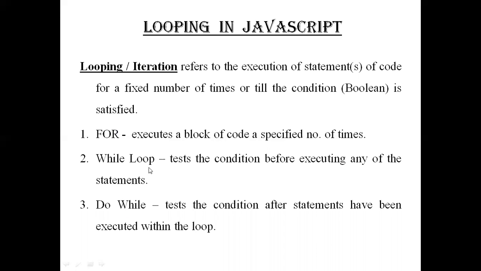The while loop tests the condition before executing any of the statements. Here the condition is tested first. While in the do while loop, it tests the condition after statements have been executed within the loop. This is the difference between the two. So we will see some sample programs, then you will get a better understanding of it.